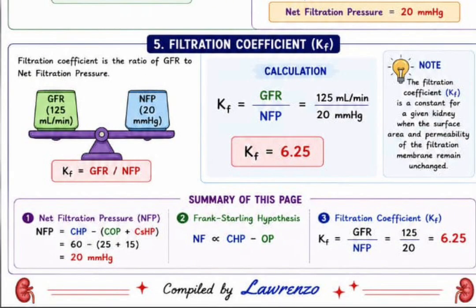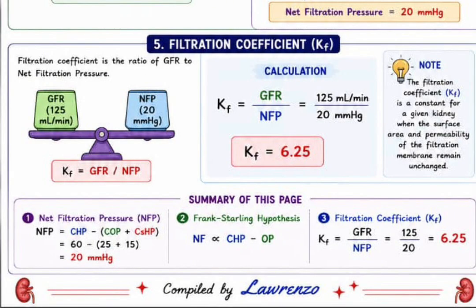So we have three pressures. You have the capillary hydrostatic pressure 60, you have your colloidal oncotic pressure 25, and you have the capsular hydrostatic pressure 15. So when you get the difference between the capillary hydrostatic pressure and the sum of the capsular hydrostatic and the colloidal oncotic pressure, you get the net filtration pressure. So the net filtration pressure is directly proportional to the capillary hydrostatic pressure minus the colloidal oncotic pressure, while the ratio of the GFR to the net filtration pressure gives us your filtration coefficient.